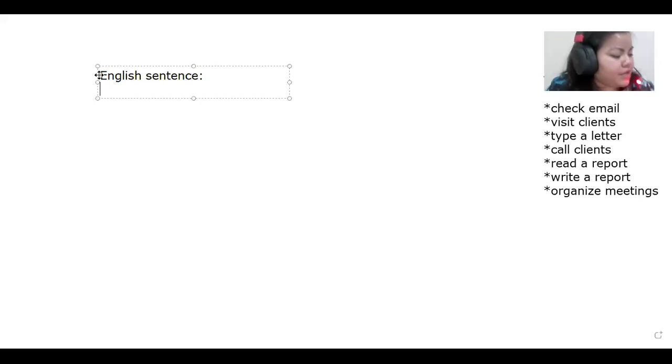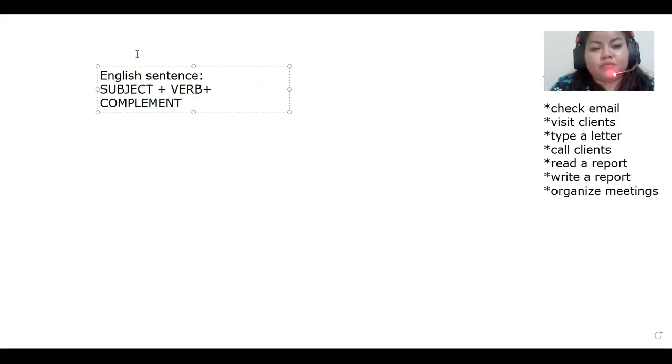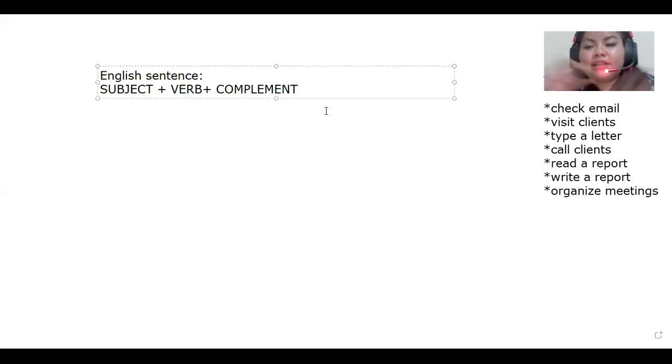What is the first thing that goes in the sentence? Subject. How do you say sujeto in English? Subject. Then? Verb. Then? Complement. Okay, subject, verb, complement. This is the formula that we're going to use, guys, to create your sentences.